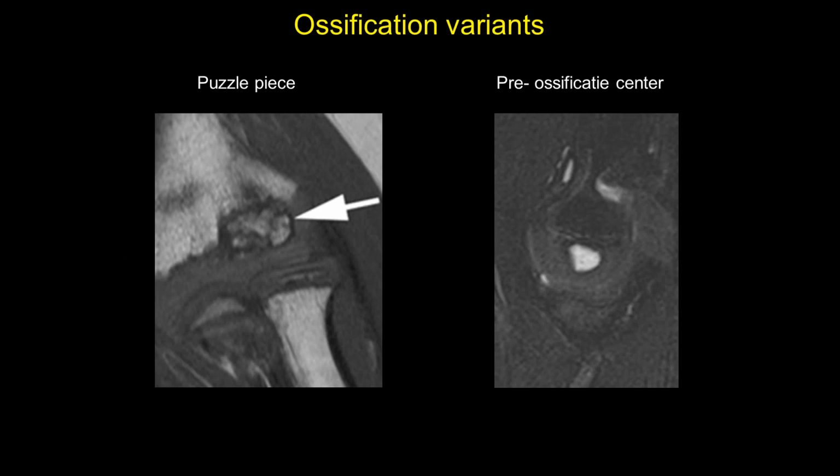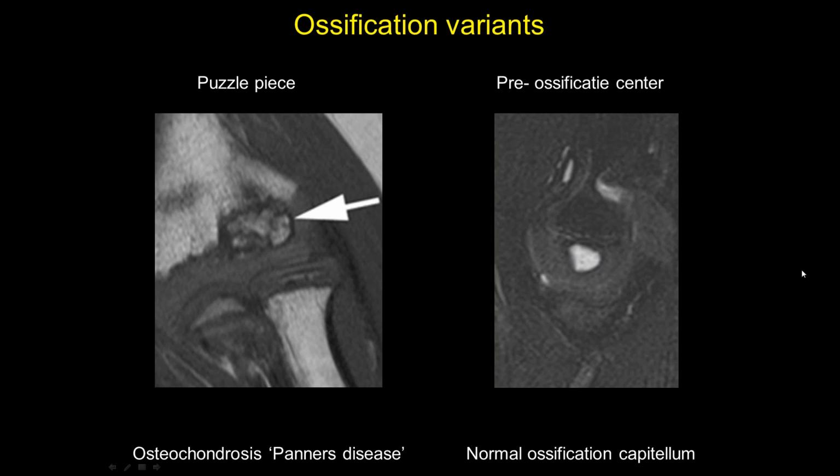Of course, the knee is not the only site where we will see this type of ossification variance. So you have this puzzle piece type configuration lesion in the capitellum of the elbow, and this is a type of osteochondrosis, and we call this Panner's disease. And another example in the elbow, so this is the non-ossified cartilage of the elbow, and we can see that there is this hole, and this hole is just a normal pre-ossification center in the capitellum of the elbow. So they do occur everywhere, of course, not just in the knee.